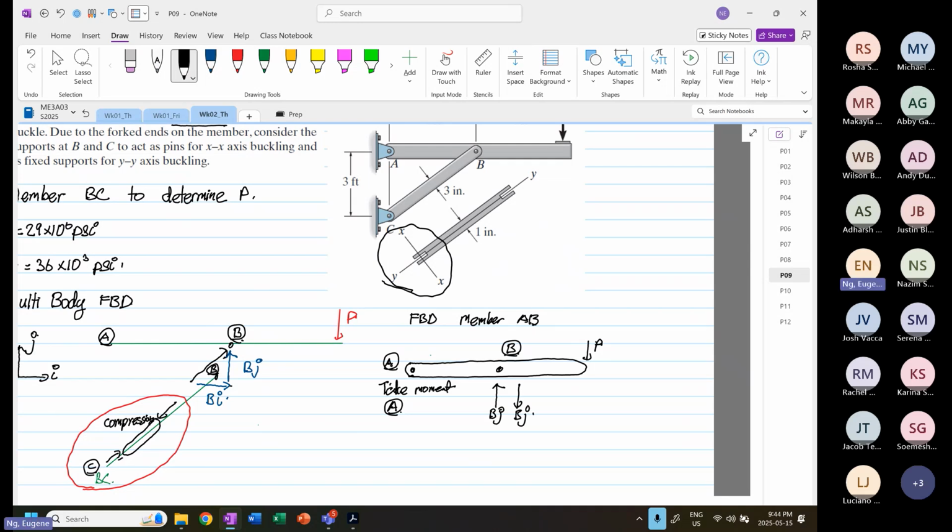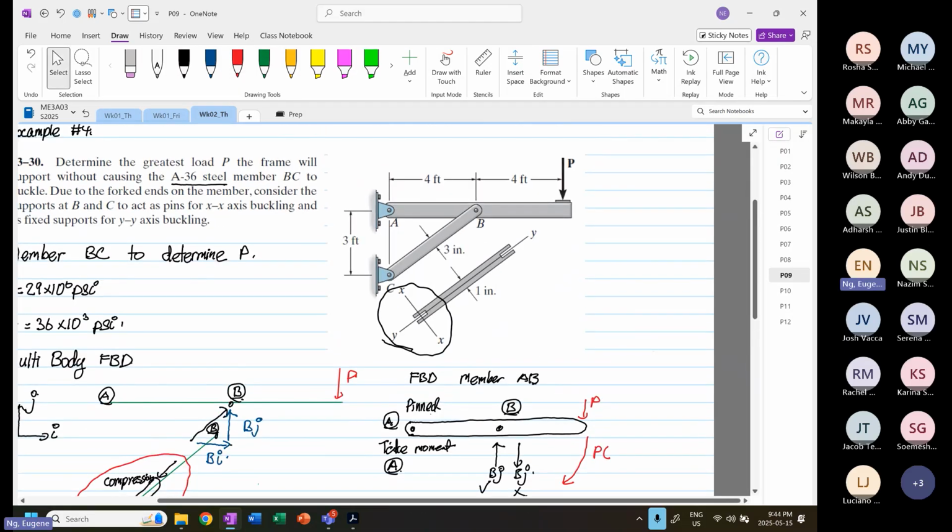The right answer is Bj is going up and Bj is not going down. Let me explain to you why. If you put your finger down here, or if you were to pin down here, we know that P over here will induce a moment which is P multiplied by 4 plus 4.